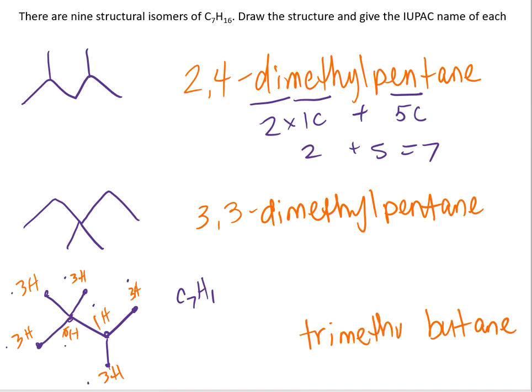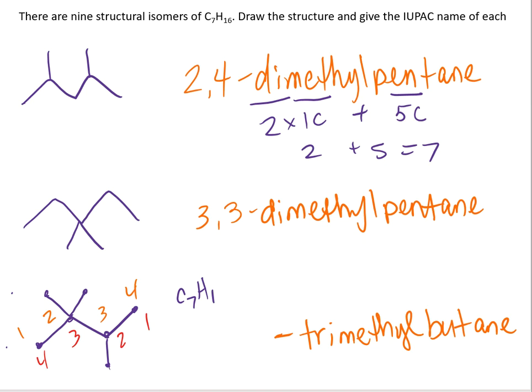Tri is the prefix for 3 of the same. So I have 3 of the same substituents, 3 methyls. So I have to indicate where all 3 are located. Just as before, I have to indicate the locator number, and I want to use the lowest numbers possible. I can number from left to right. I can number from right to left. If I go from left to right, 1, 2, 3, 4. If I go from right to left, 1, 2, 3, 4.